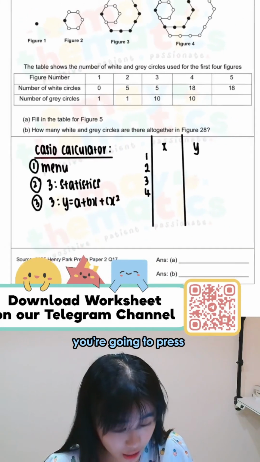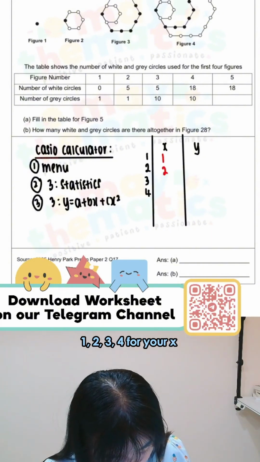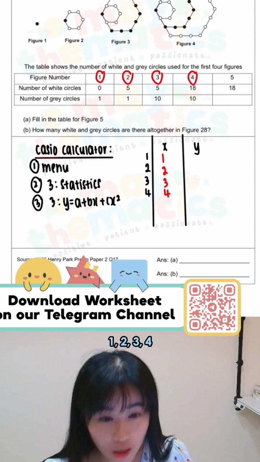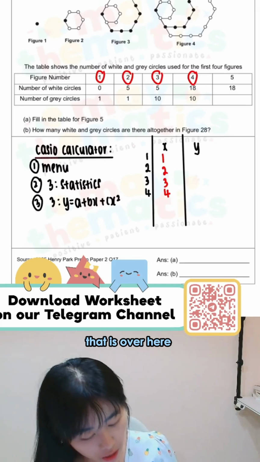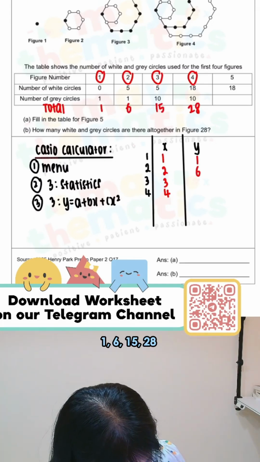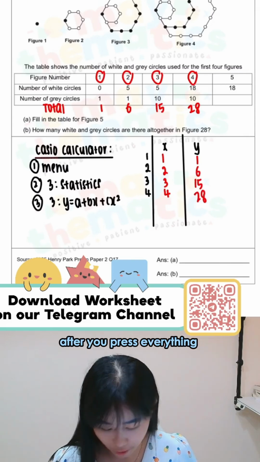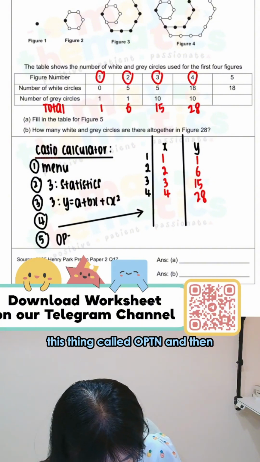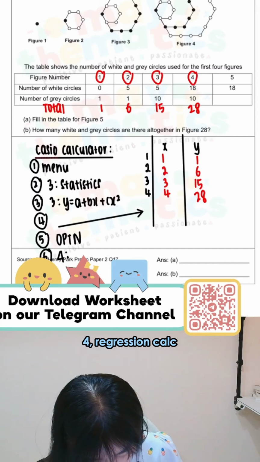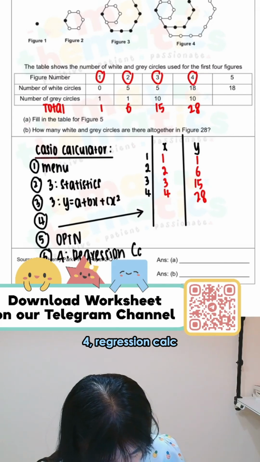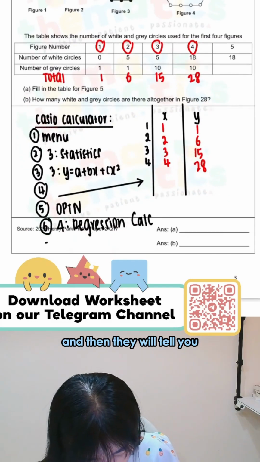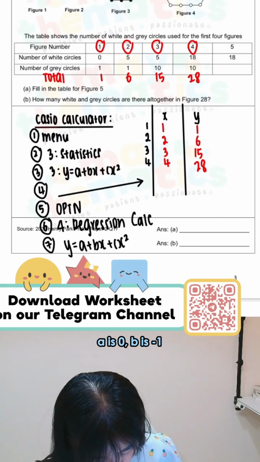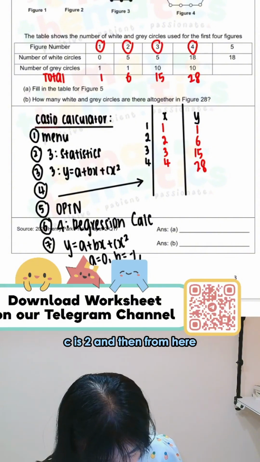So in your calculator, you're going to press 1, 2, 3, 4 for your x, because that's your figure number, like 1, 2, 3, 4. For your y, right, you're going to press the number that is over here. So in your y, you're going to press 1, 6, 15, 28. After you press everything, you're going to press this thing called OPTN. And then you're going to press for regression CALC. And then they will tell you that is y equals to a plus bx plus cx squared, A is 0, B is -1, C is 2.